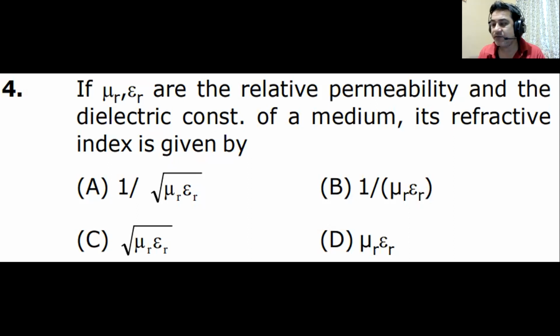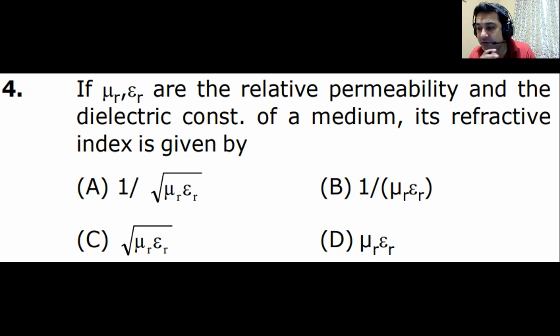Well, here comes the next question, and let us see who can give me the answer to this one. The question is: mu r and epsilon r are the relative permeability and relative dielectric constant of a medium. Its refractive index will be given by what? How do I get the refractive index from relative permeability and relative permittivity, or dielectric constant? Can I have the answer, please?